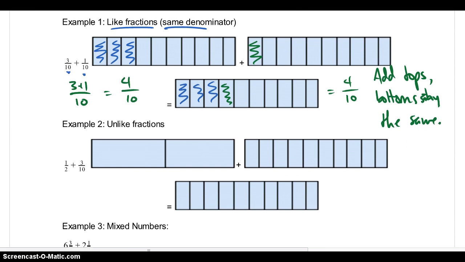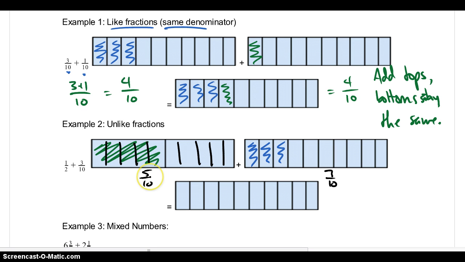With unlike fractions, the unlike denominators, our half would look like this. There's our 1/2. Our 3 tenths would look like this. So we can't just combine those pieces because they're different shapes. We wouldn't be able to figure out how much we've got. But what we can do is break this up. So now we can redefine this as 5 tenths.